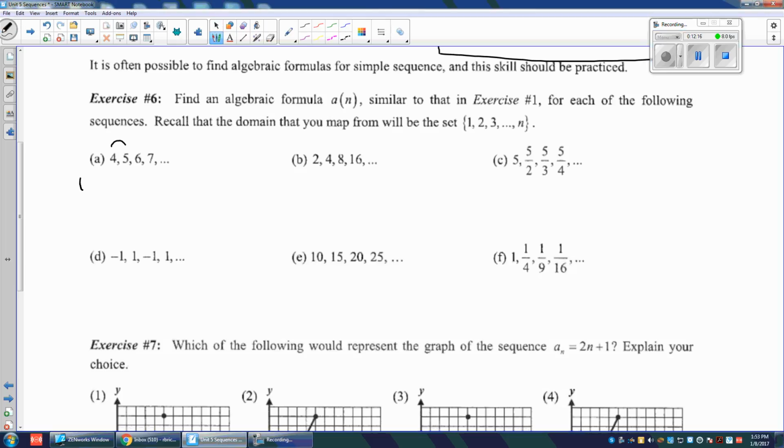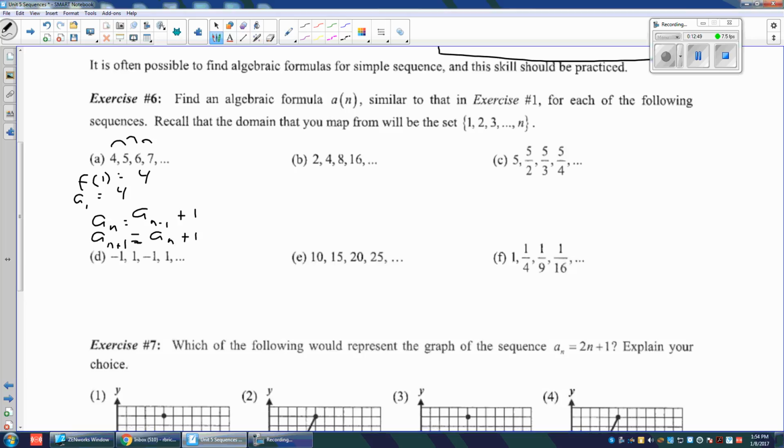It looks like f of 1, or a sub 1, equals 4, because that's the first number. Then, what's the rule? We're adding 1. So a sub n equals the previous number, a sub n minus 1, plus 1. Another way to write that, the number that I'm looking for is a sub n plus 1.